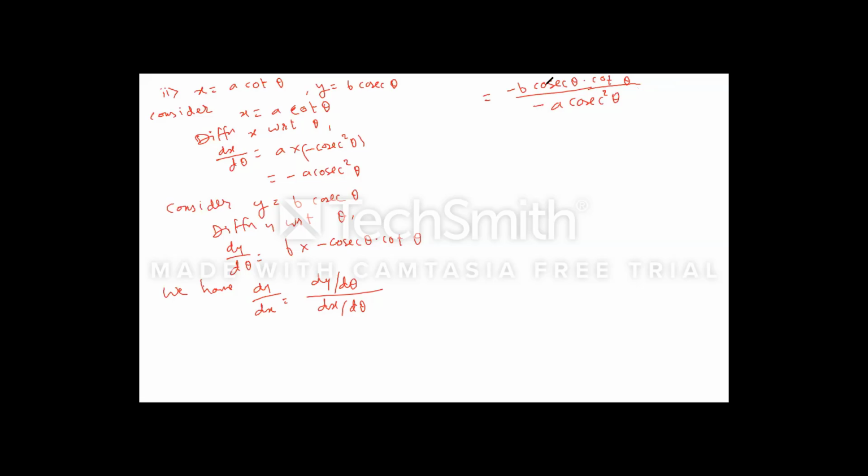Now you can see one cosec gets cancelled. The remaining term is minus b upon minus a, that is b upon a cot theta. Cot theta can be written as cos theta upon sin theta, and the remaining cosec theta can be written as 1 upon sin theta. The sin cancels, and the remaining term is b upon a cos theta. That is our required answer.